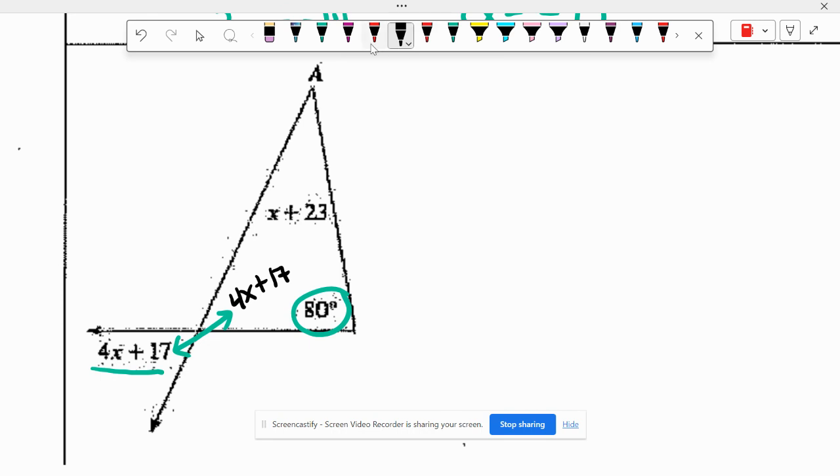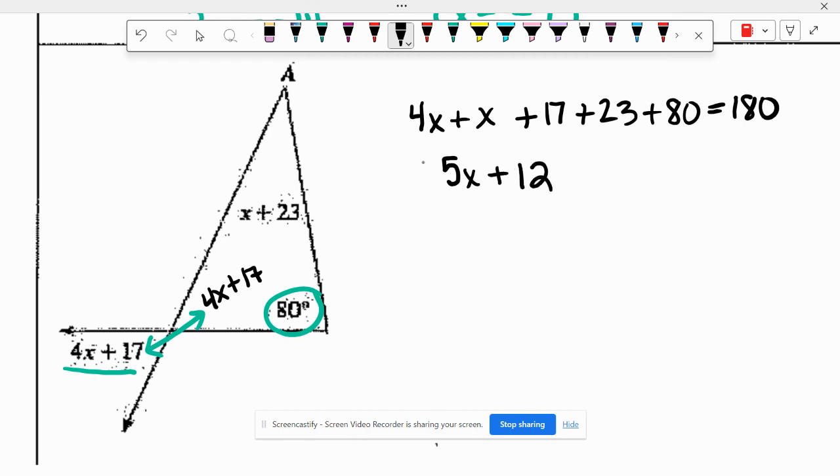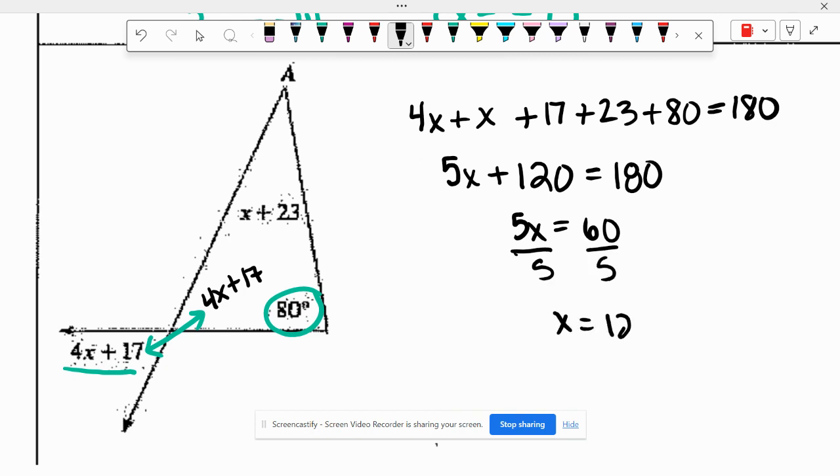So now I can add all of this up and set it equal to 180. So 4x plus 17 plus x plus 23 plus 80 equals 180. So 4x and 1x equal 5x. 80, 90, 100, 110, 120. When I subtract 120 from both sides, what do I get? 5x equals 60. Divide both sides by 5. I find out that x equals 12.